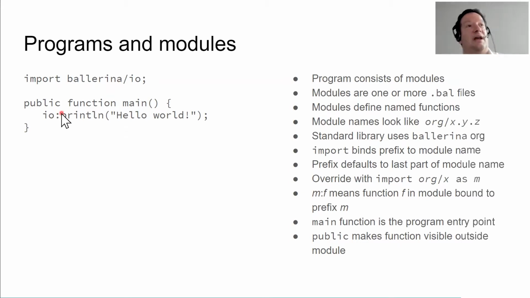IO module. Now in Ballerina, whenever you want to use a function in another module, you always explicitly prefix it with the prefix that you use to import that module, or rather the prefix that was assigned by the import statement that imports the module.